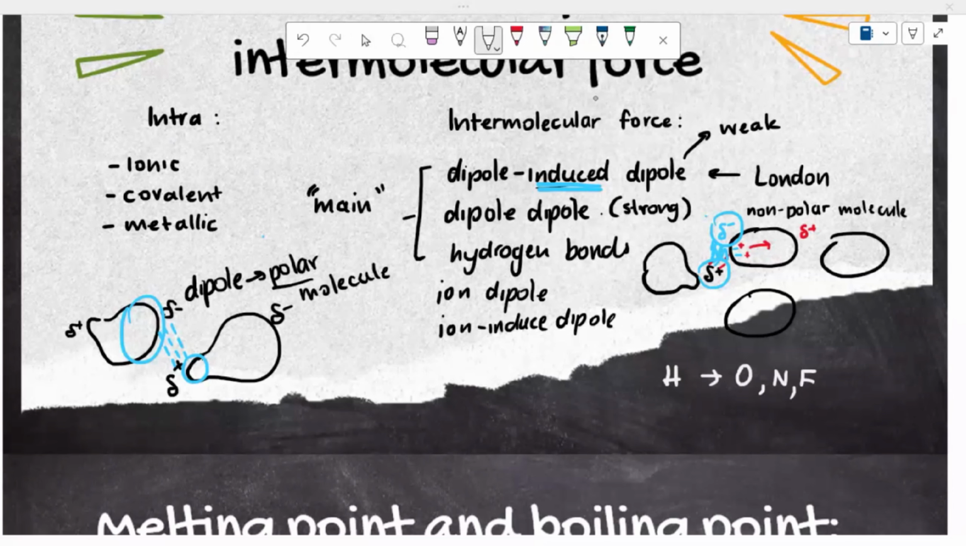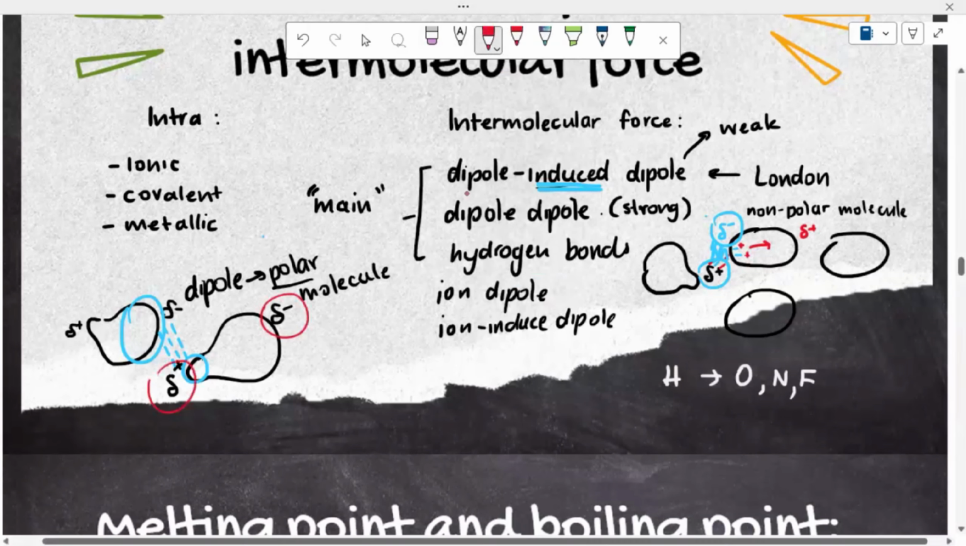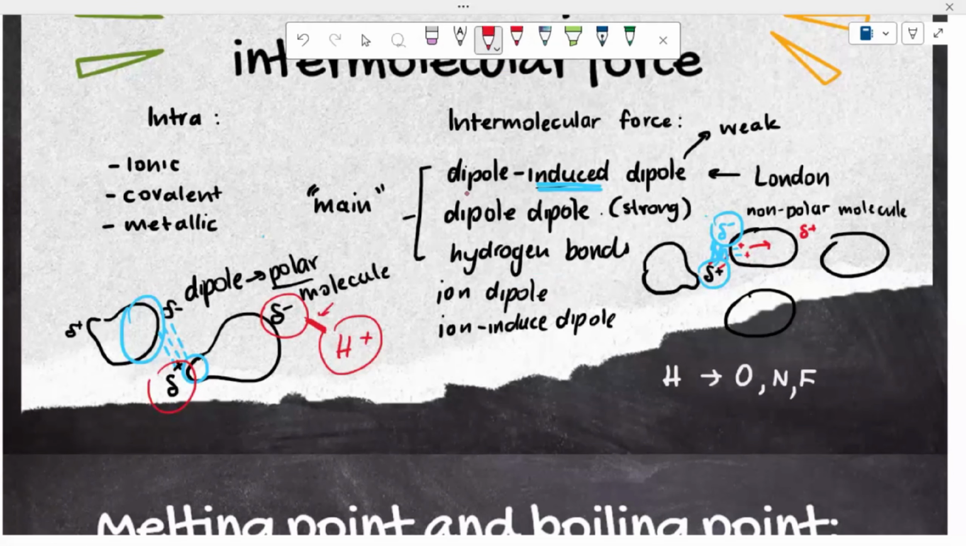Then ion dipole and ion induced dipole are relatively the same as dipole-dipole. It's just that instead of having two dipoles, you have one ion and one dipole. And remember, a dipole has both charges, so it has both positive and negative, whereas an ion, like a hydrogen ion, will just be positively charged. So naturally, this ion will be attracted to this negative section over there, and a bond will be formed there. And then the same thing would happen for the ion and induced dipole. So that's a brief explanation of the intermolecular forces that we work with.